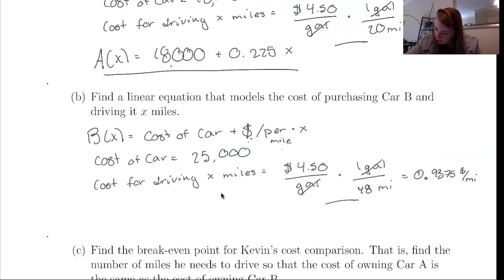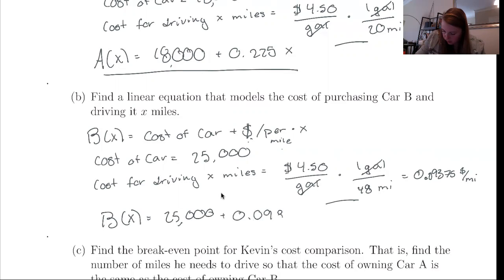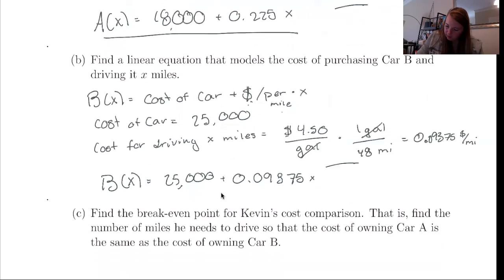So, oops, I just made a big mistake. There's a 0 right there. It's only those guys. So I'm just going to keep all of them just because it'll make my answer a little bit more accurate. All right. So that means that B of X will equal 25,000 plus 0.09375 times X. Okay.